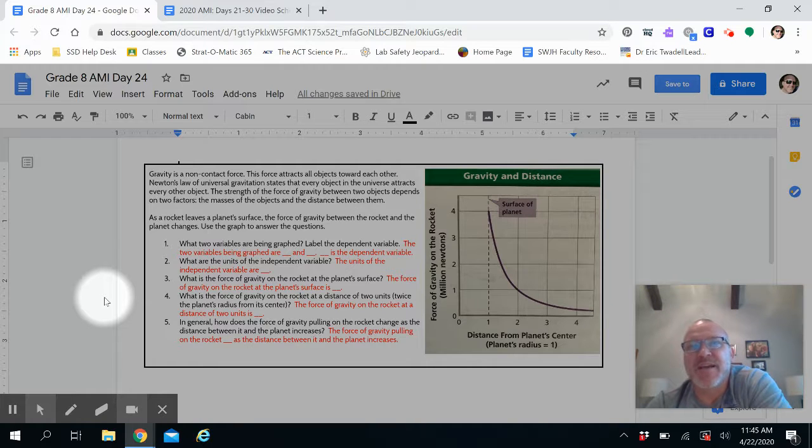Okay, so you got a little bit of information out of there. I go back to this statement: the strength of the force of gravity between two objects depends on two factors, the masses of the objects and the distance between them. Well, in this experiment, the masses of the objects do not change, so we're really focusing on how the distance affects the force of gravity here. I think you're going to be able to read the graph and see what happens as the distance increases. I hope that's helped you with today's work.